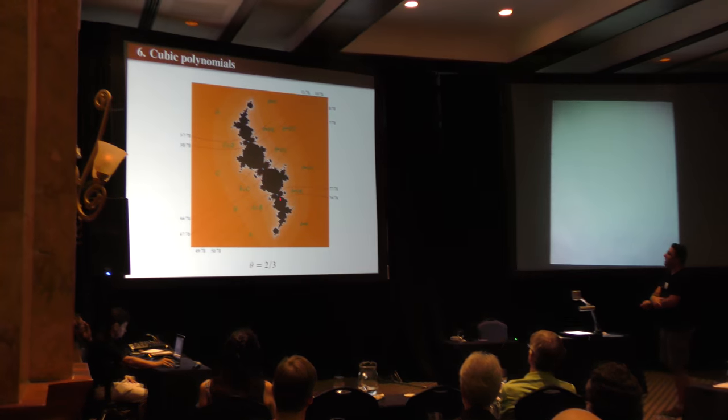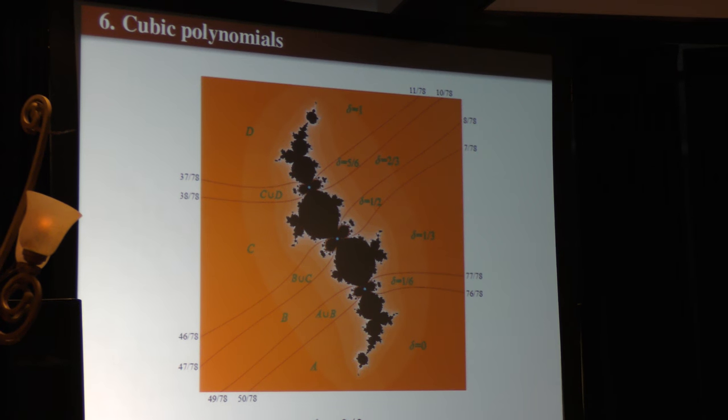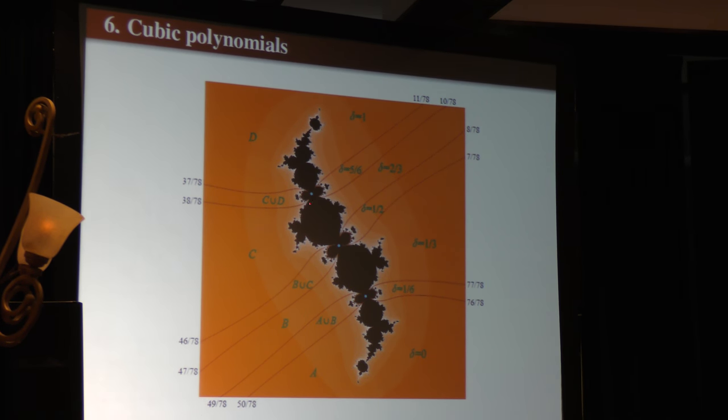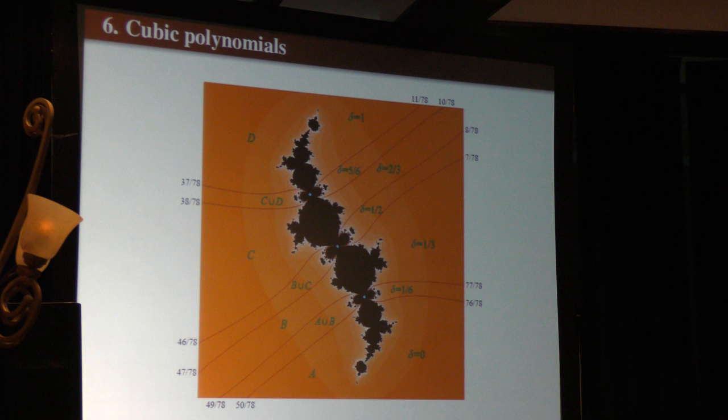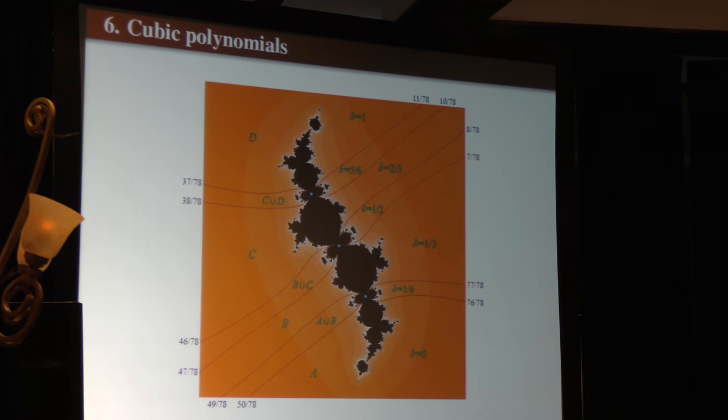You have 3 degenerate parabolics here, at these 3 parameters. At each of them, you have 4 external rays, parameter rays, landing. And then they subdivide the plane into sectors. When you look at delta, remember, delta is the first component of the deployment vector, delta is 0 here, and then it's 1/3 here. And as you go from down towards the top of the picture, delta increases gradually.